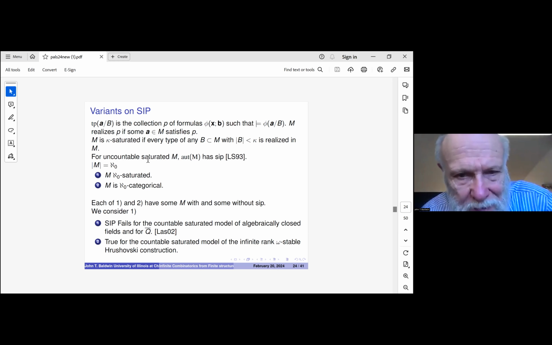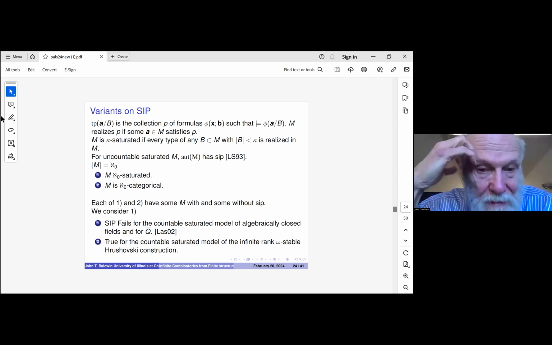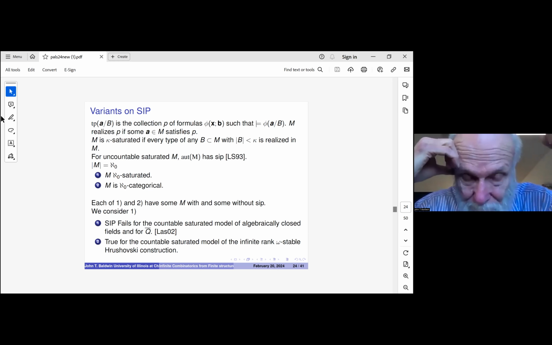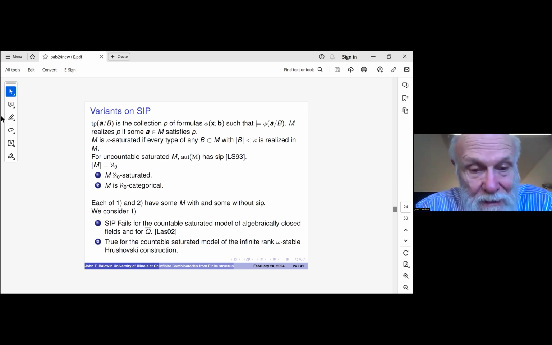Now, the reason I bring that up is because there's another paper of Lascar and Shelah in 93 that says for uncountable saturated models, the small index property holds. But in the countable case, there are two possible things to start with. Maybe a lot of these examples are aleph 0 categorical. Others are aleph 0 saturated. But in fact, neither of those conditions is necessary and sufficient. They are aleph 0 saturated, but not aleph 0 categorical; every possible combination of these things is consistent.